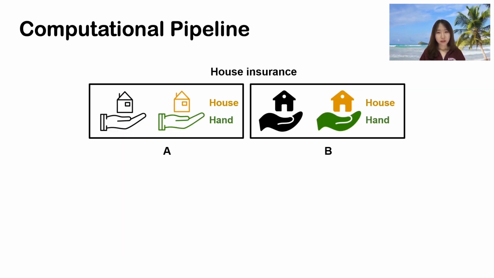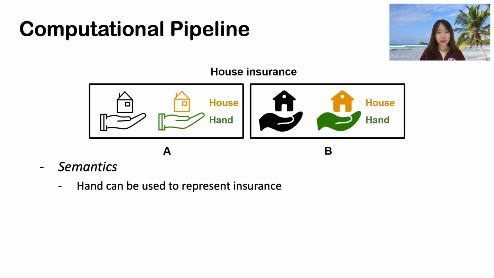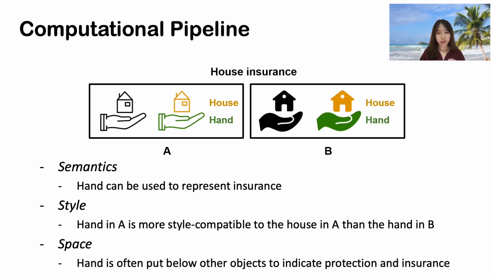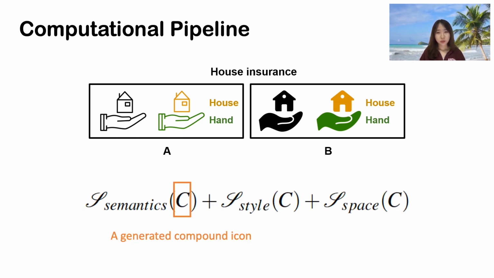For example, from these two icons, the model can learn that hand can be used to represent insurance for semantics. Hand in A is more style compatible to the house in A than hand in B for style. Hand is often put below other objects to indicate protection and insurance for space. To produce the leftmost suggestion list in ICONATE, we measure the 3S using compatibility scores respectively and calculate the overall compatibility scores for a generated compound icon. Please refer to our paper for more technical details.